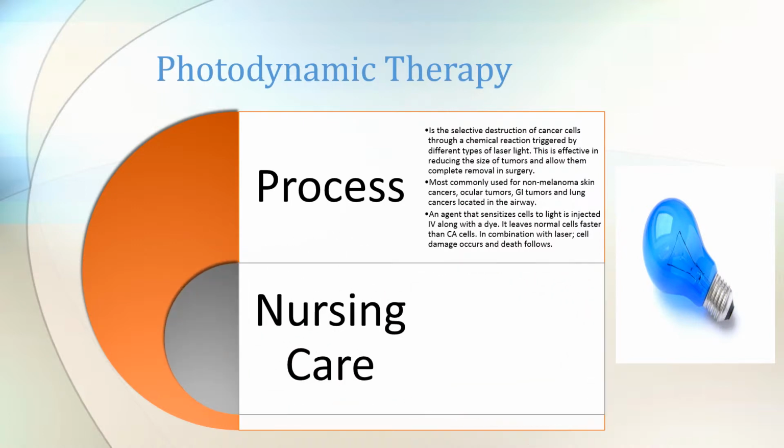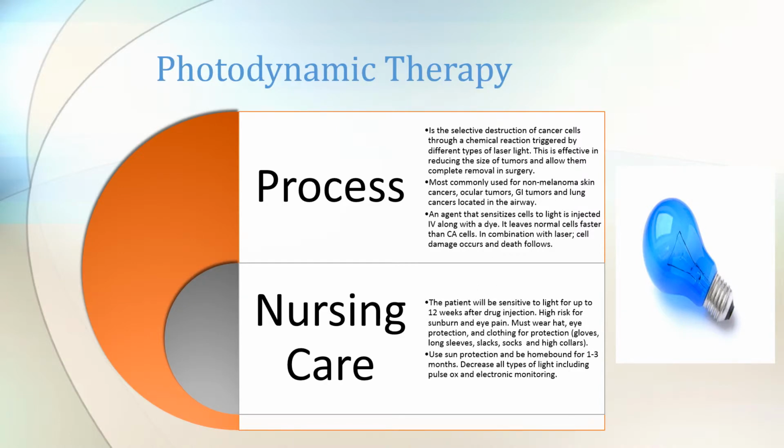Okay, so let's talk about the nursing care. The patient will be sensitive to light for up to 12 weeks after drug injection. There is a high risk for sunburn and eye pain. They must wear a hat, eye protection, and clothing for protection. They want to use sun protection and be homebound for 1 to 3 months. Decrease all types of light, including pulse ox and electronic monitoring.